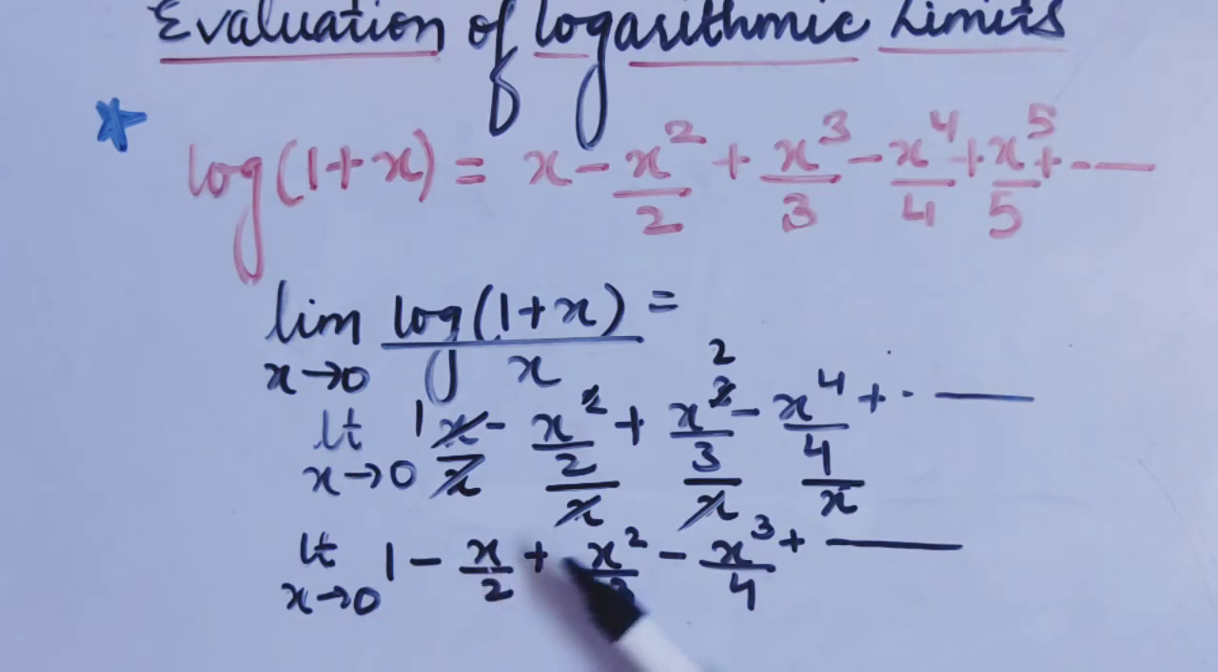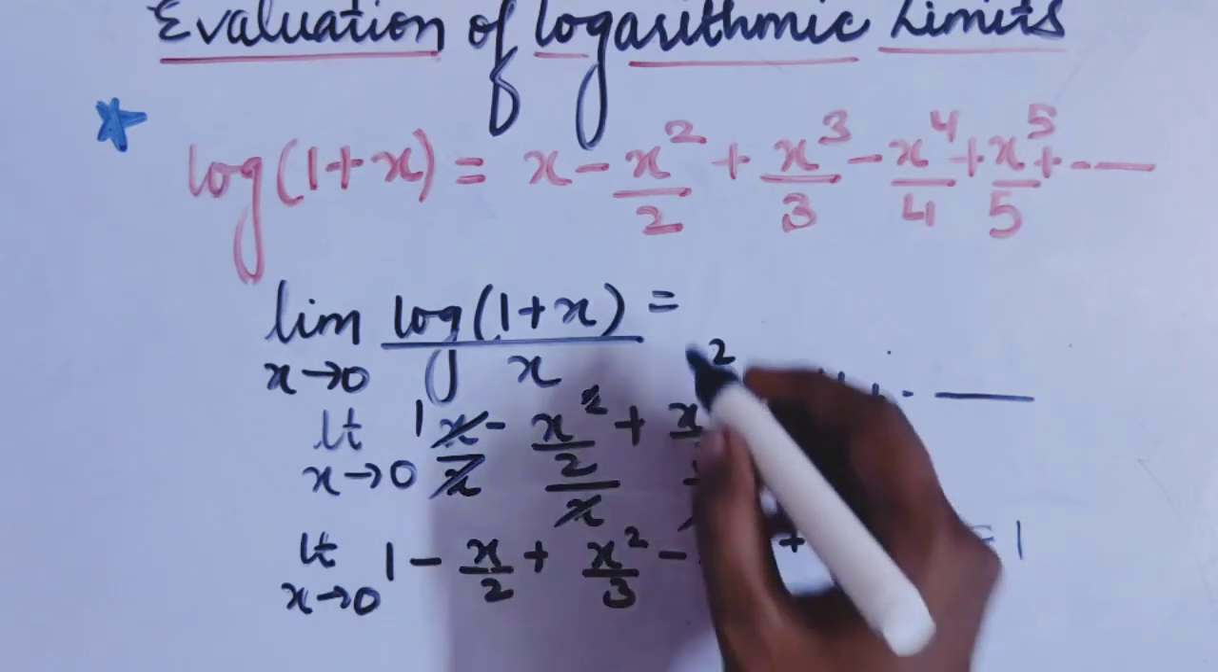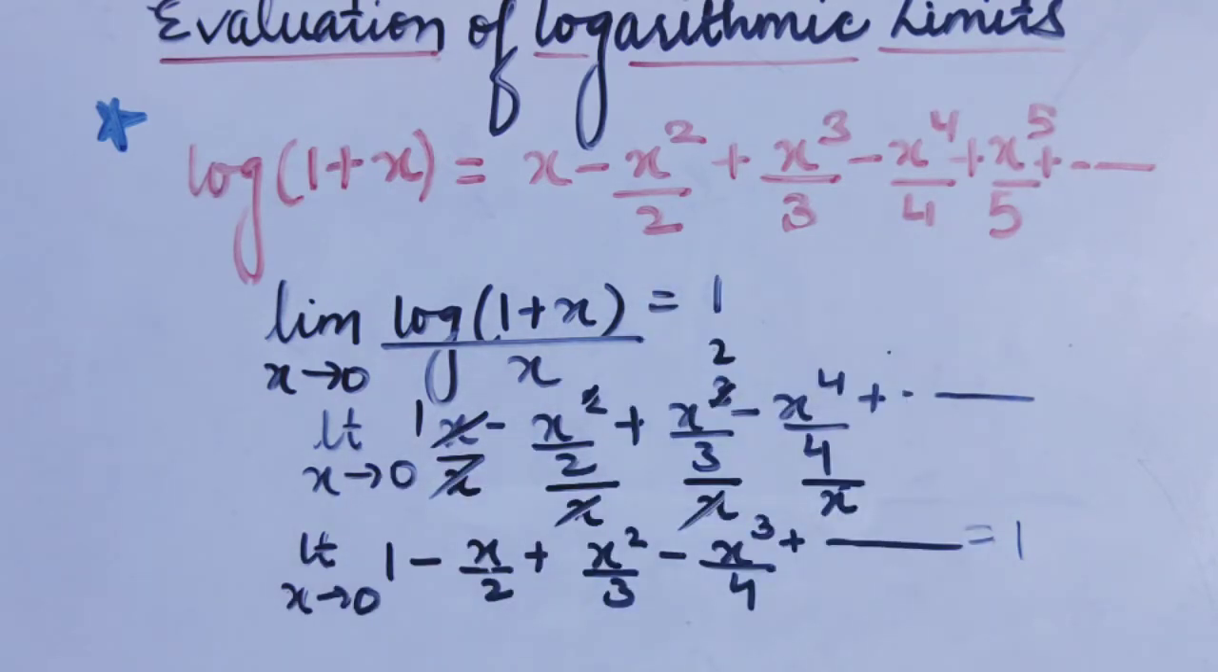It means when I use the direct substitution method over here, all these terms are going to become 0. Only this 1 will be left. So limit x tends to 0, 1, its answer will be equal to 1. It means limit x tends to 0, log(1 + x) upon x is always equal to 1. So we have evaluated the logarithmic limit from here.